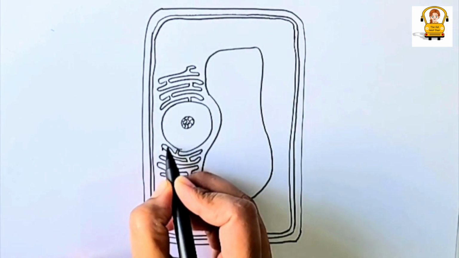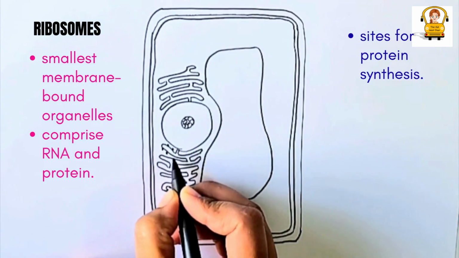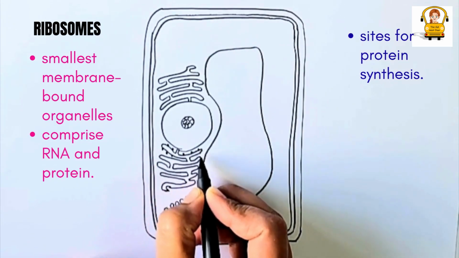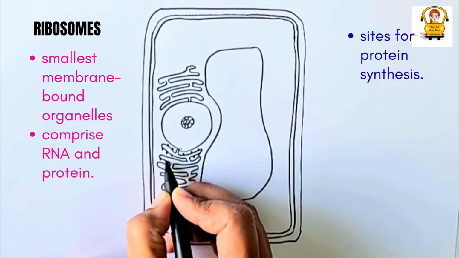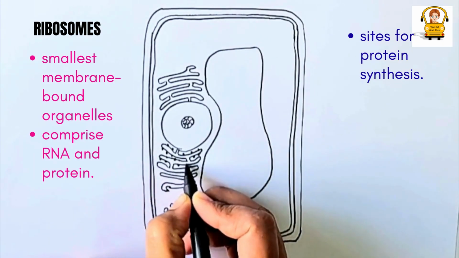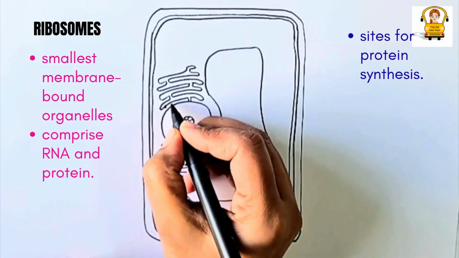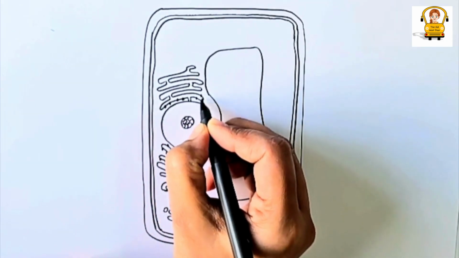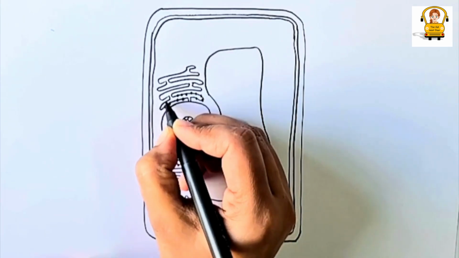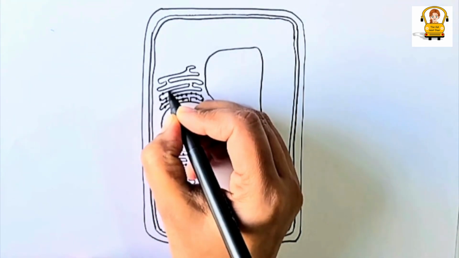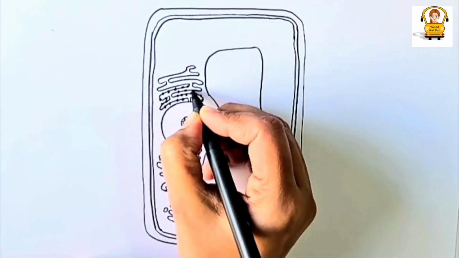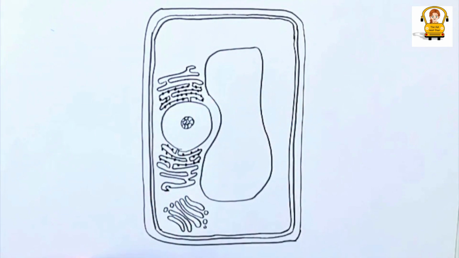Now, on half of the endoplasmic reticulum, or ER, we'll put the ribosome dots so as to give it a rough appearance, and this part having these ribosomes on it would be our rough ER, rough endoplasmic reticulum. The rest remaining one would be the smooth ER.